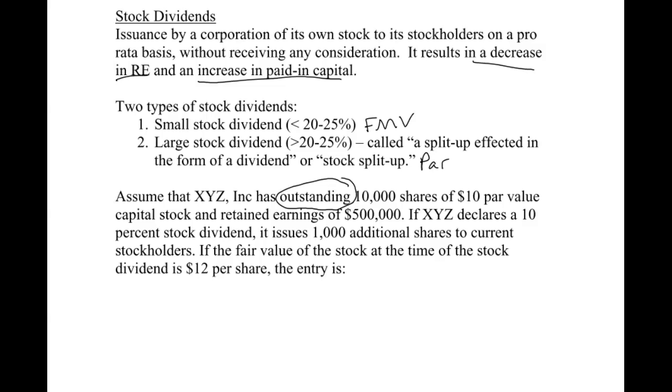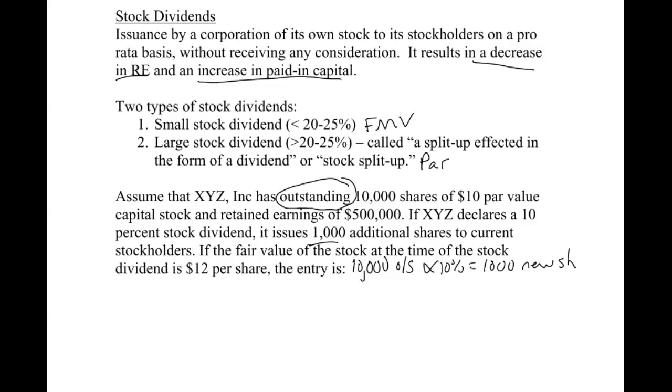They have a 10% stock dividend. That means they would issue 1,000 additional shares. How you do that is you take the 10,000 shares outstanding times 10% equals 1,000 new shares. I provide the number here, but you should be able to do that math. The fair value is $12. Remember, we want these recorded at fair market value.